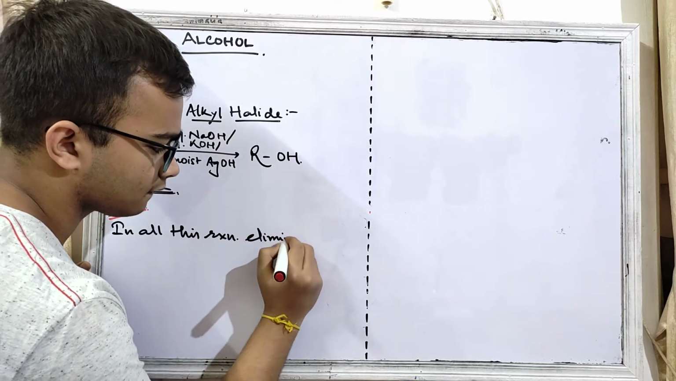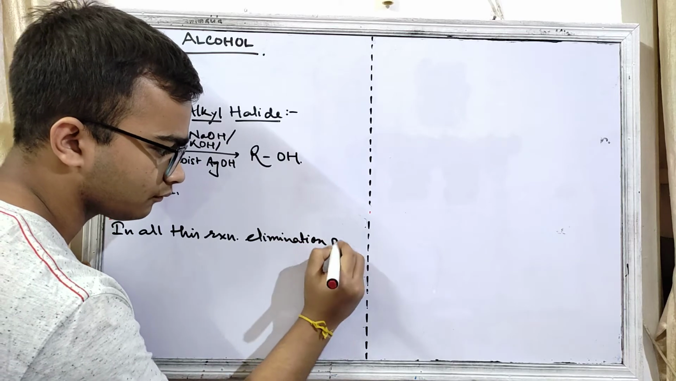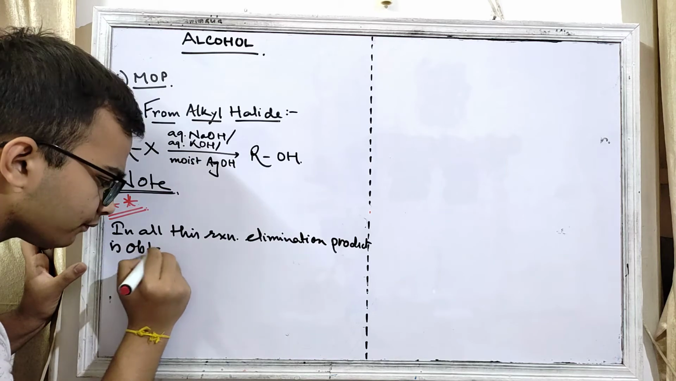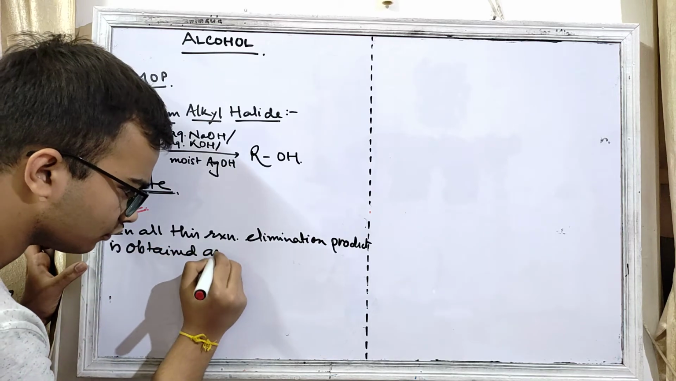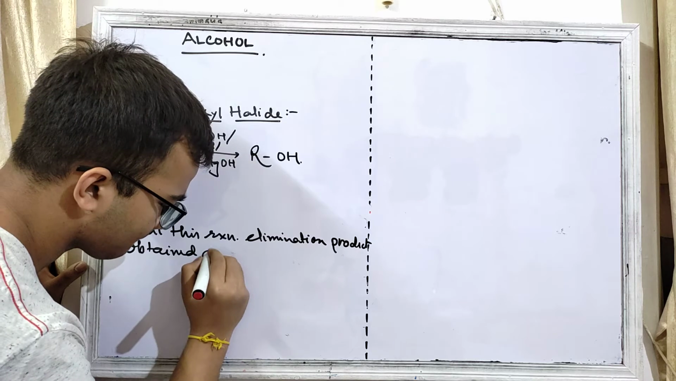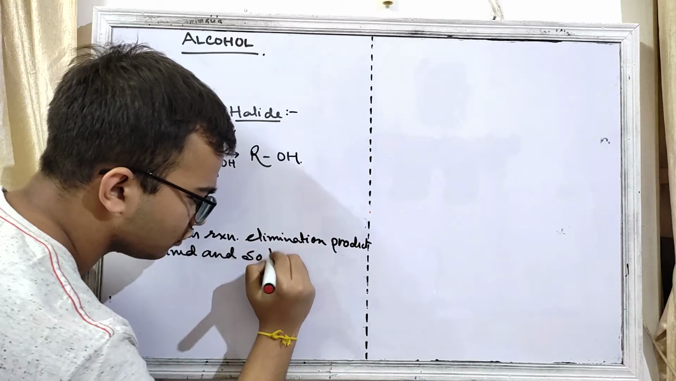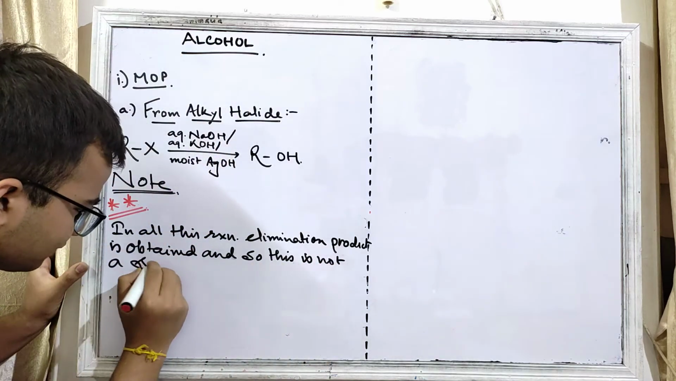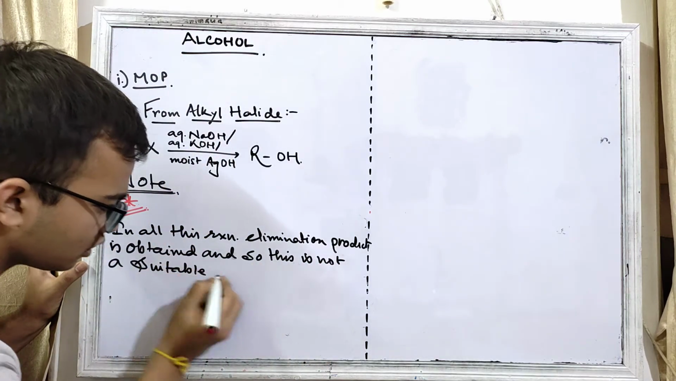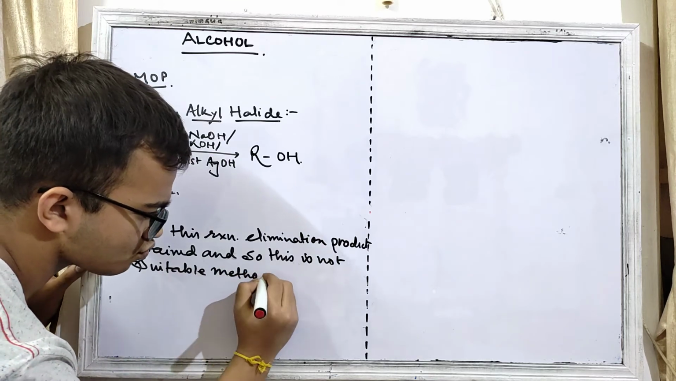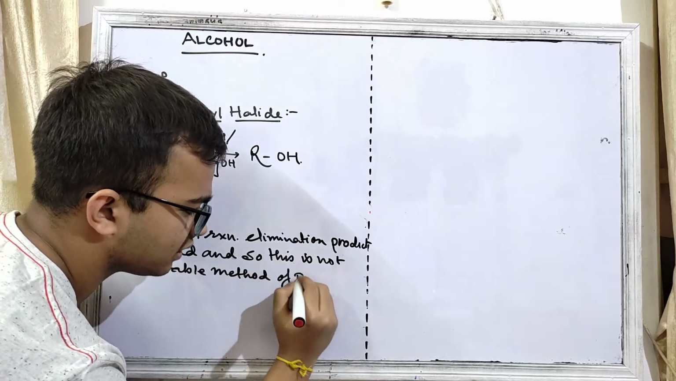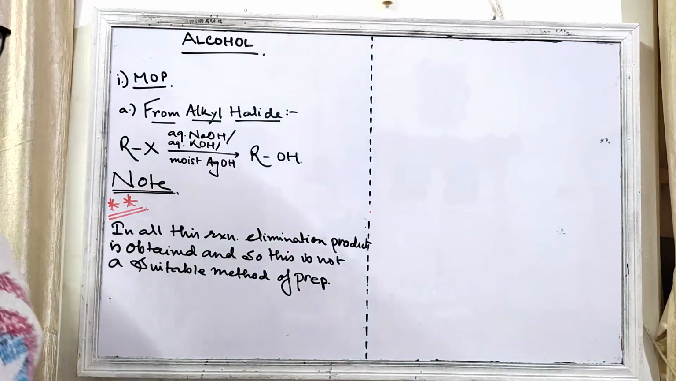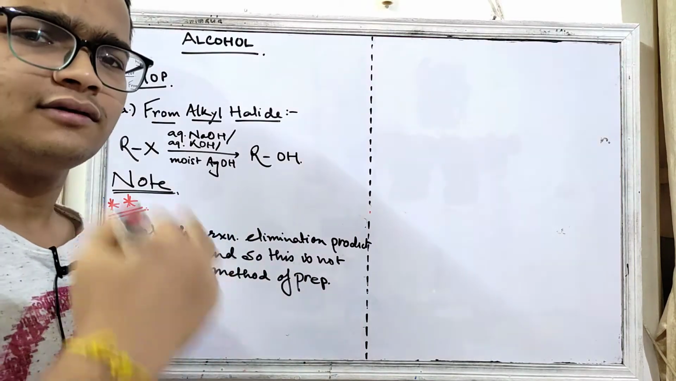elimination product is obtained, right? And so this is not a suitable method of preparation, right? And you have to remember that elimination occurs in the order of 3, 2 and 1.